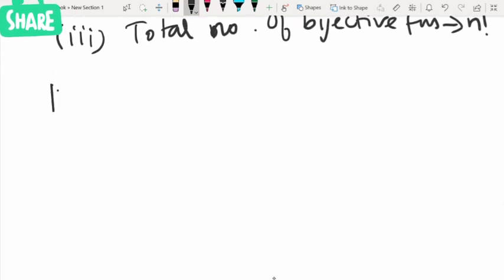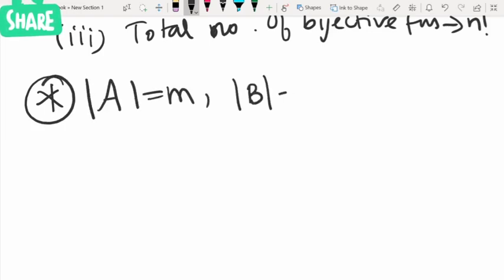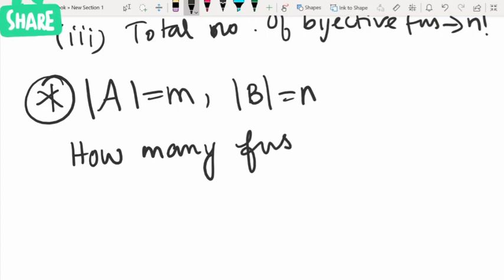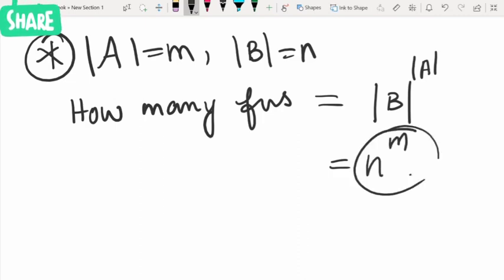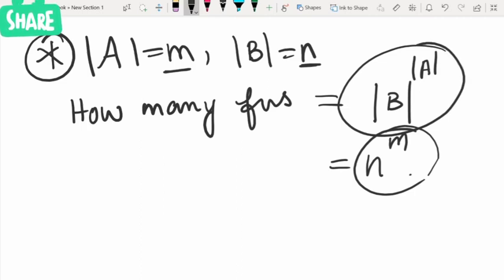Now the important thing to notice, if A has m elements and B has n elements, how many functions can be formed between A and B? Okay, this is given by modulus of B power modulus of A, the cardinality of B power cardinality of A, which is n power m. Okay, don't mug up only the n power m, because if they just change this as n or this as m, you will be confused. So always have it in mind that it is cardinality of B power cardinality of A.